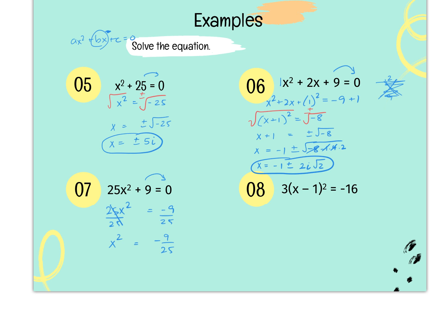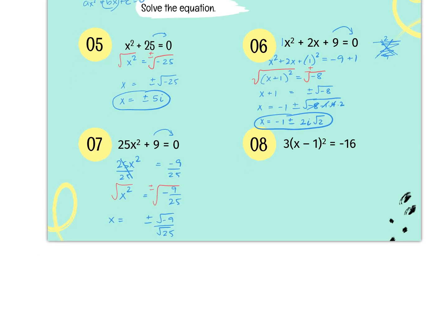And again, I'm going to do the square root, plus or minus the square root. I'm going to get x equals plus or minus, and I'm going to do the square root of negative 9 over the square root of 25. I can assign the negative to the numerator or the denominator. I'd rather just do it to the numerator.